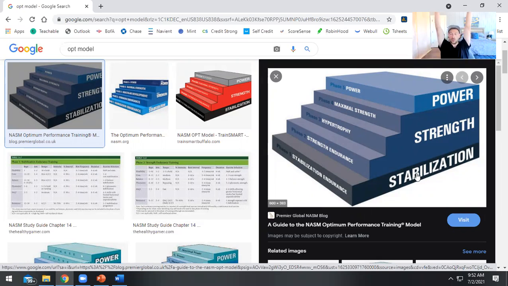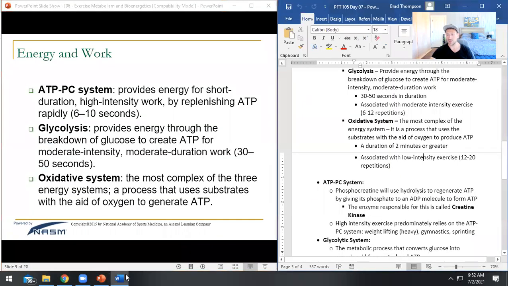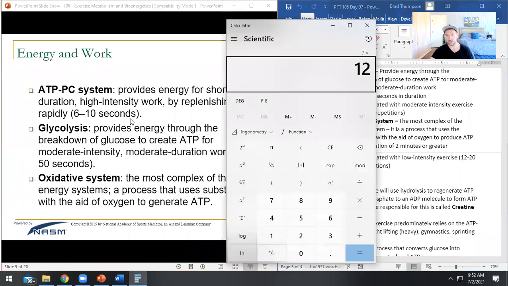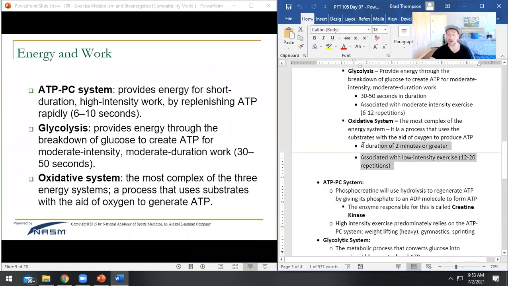1, 1, 2, 1, 2, 3, 4. 7 seconds per rep. So then what the numbers actually are, 7 times 12, that's a minimum of 84 seconds, very oxidative, or 7 times 20, that's 140 seconds. That's greater than 2 minutes.